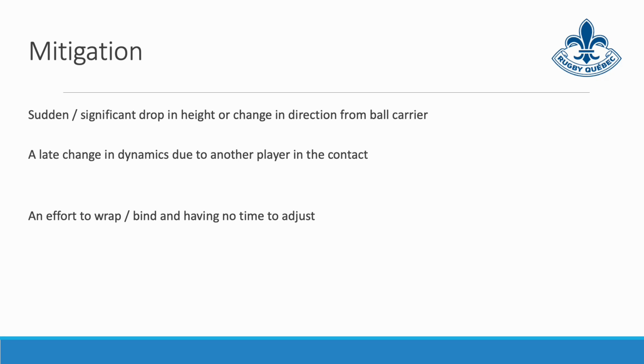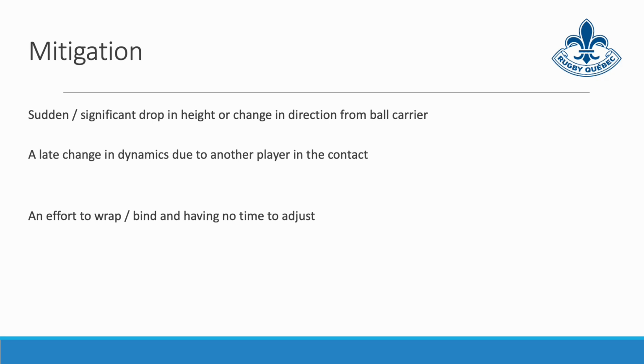Let's say we have two players involved in the tackle, and the first player makes a good tackle, and the second player ends up in a high contact situation where maybe they're attempting to wrap, but they make direct head contact. We're not looking at a red card here. And the last thing is really for the ruck and clear out, which is a clear effort to wrap or bind and just not having time to adjust.